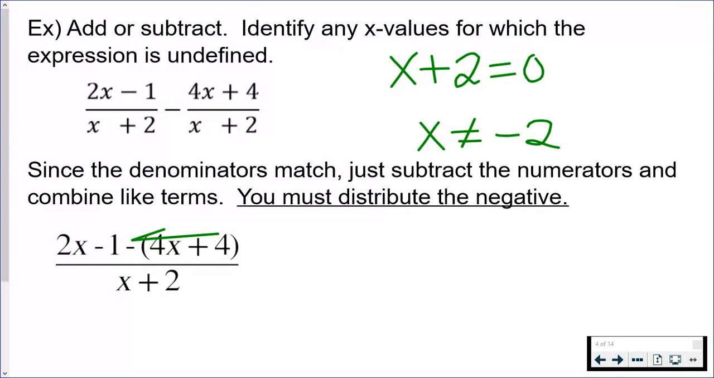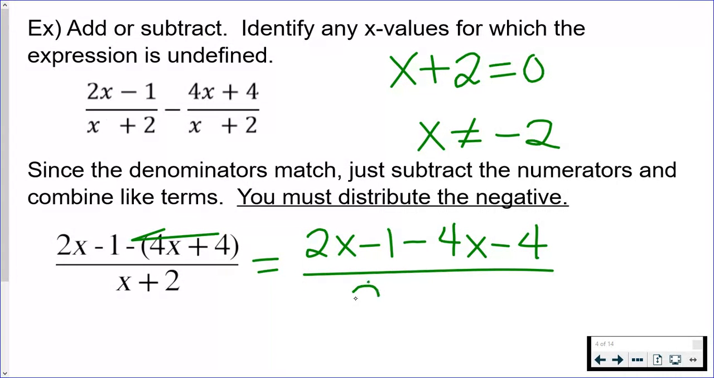So what I'm going to do is put the 4x plus 4 in parentheses so that I know that I am distributing that negative sign. So after the negative sign, I get minus 4x minus 4. Make sure you distribute it to both. Okay, so now, sorry, I wrote something wrong. Now, just like the first one, you combine like terms and you're done.